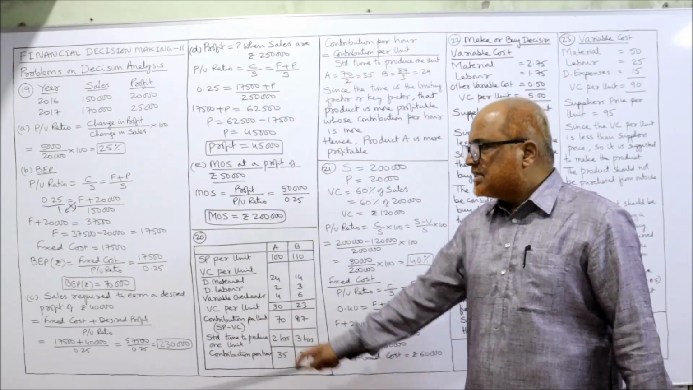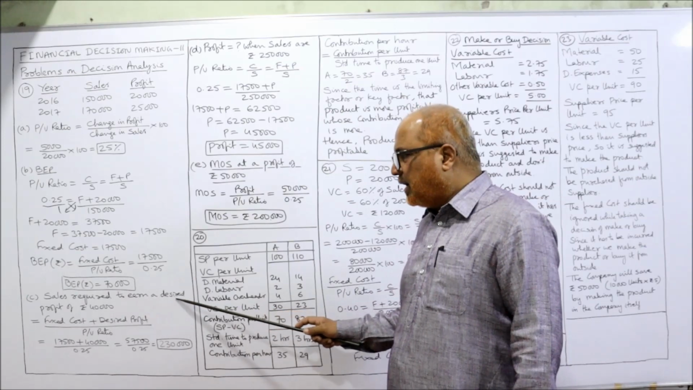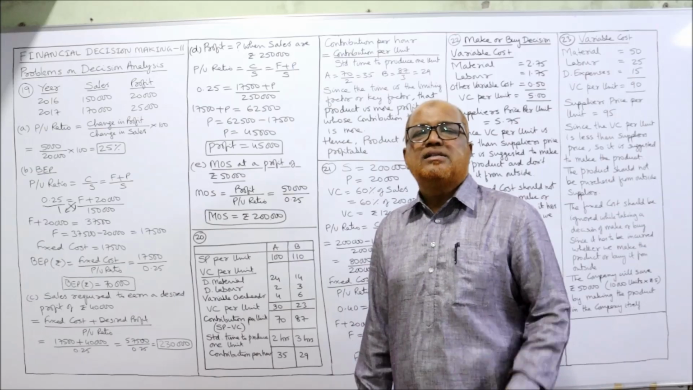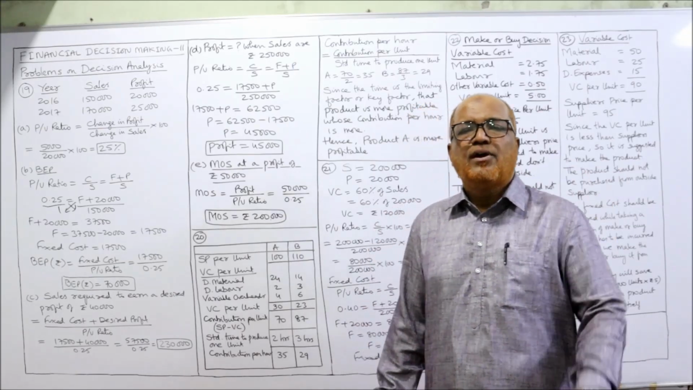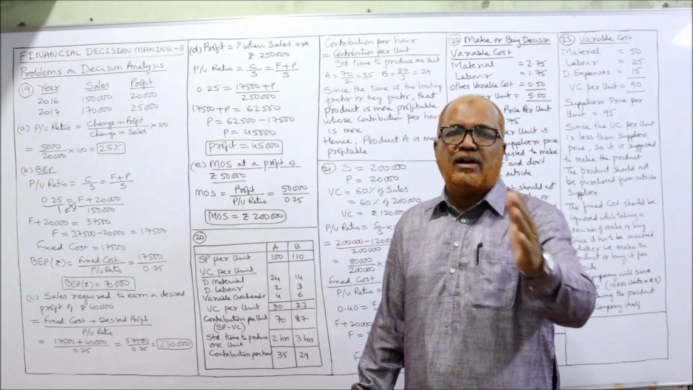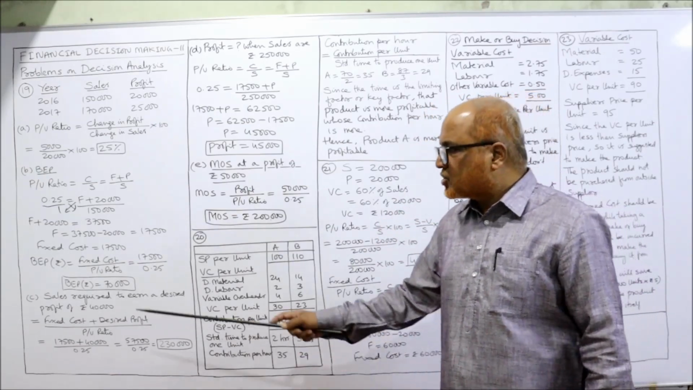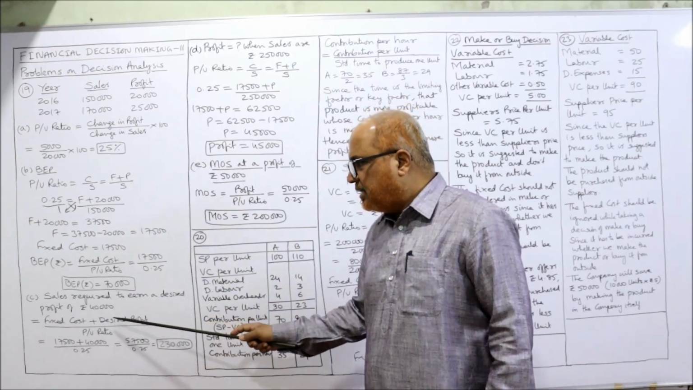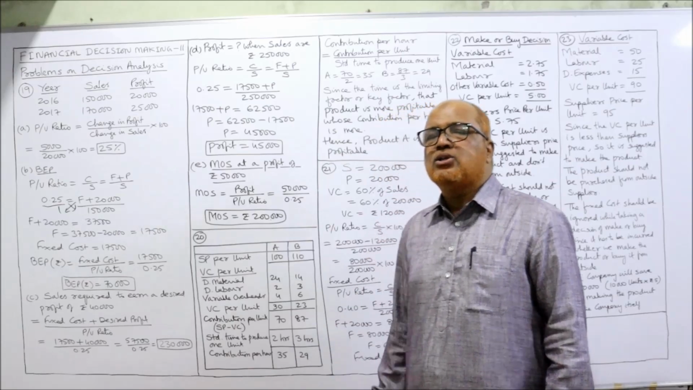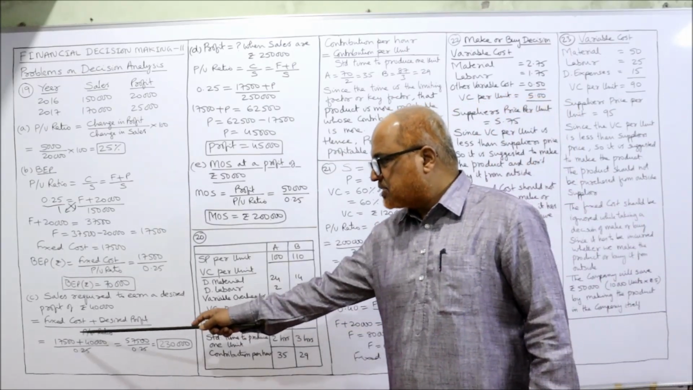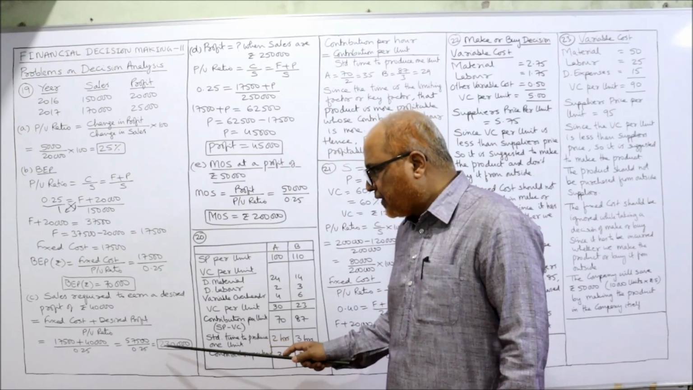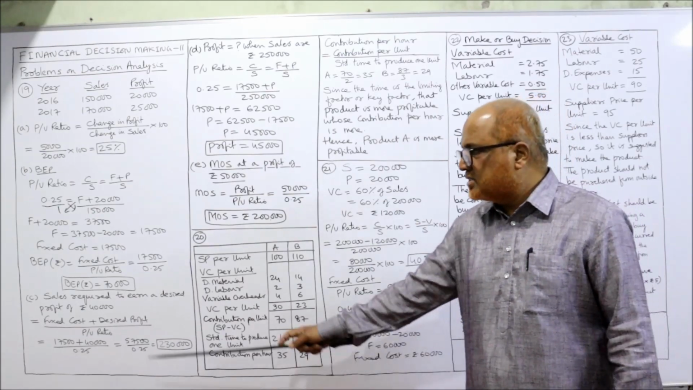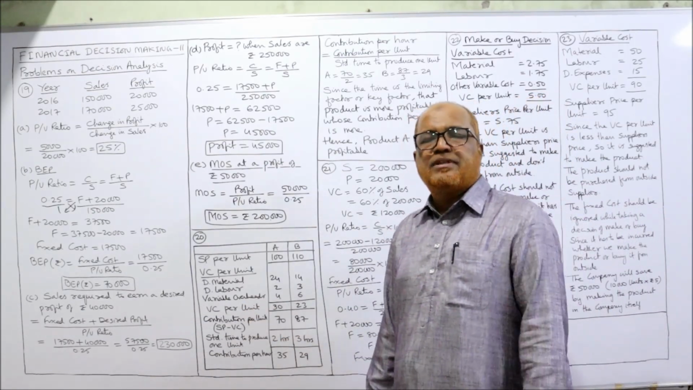Third, C point. Sales required to earn a desired profit of 40,000. In so many problems, we have applied the formula for sales required to earn a desired profit: fixed cost plus desired profit divided by PV ratio. So fixed cost is 17,500 and desired profit 40,000, PV ratio 0.25. So 40,000 plus 17,500, 57,500 divided by 0.25, 2,30,000 is the sales required to earn a desired profit of 40,000. A, B, C, 3 bits completed.